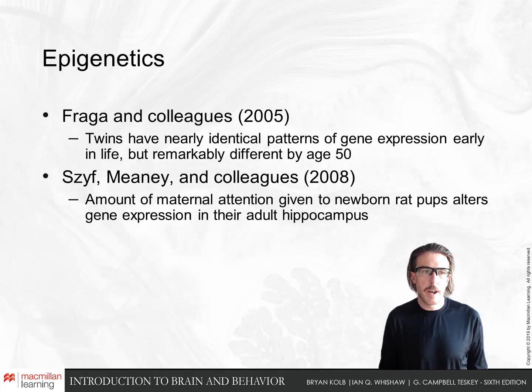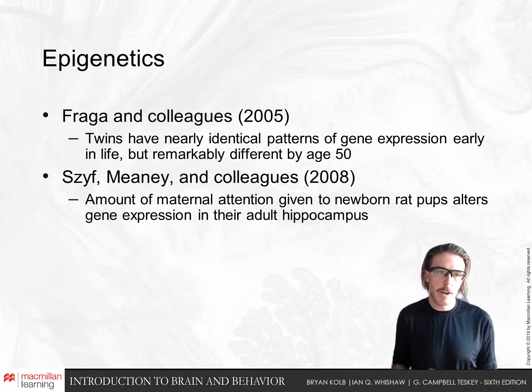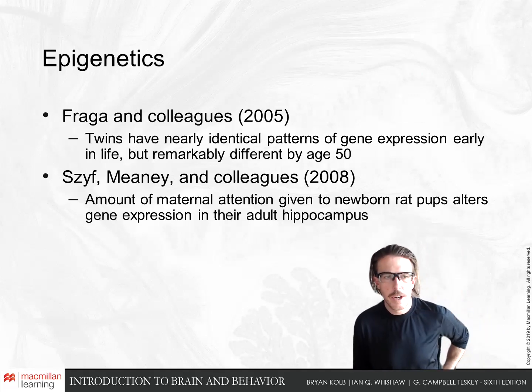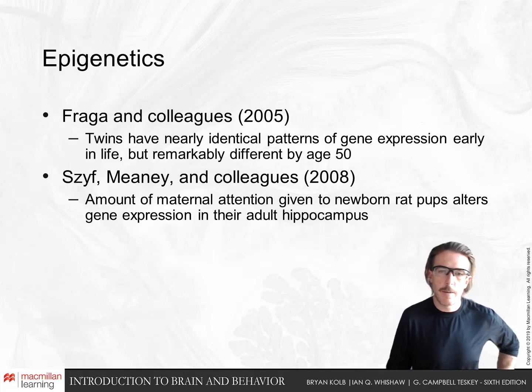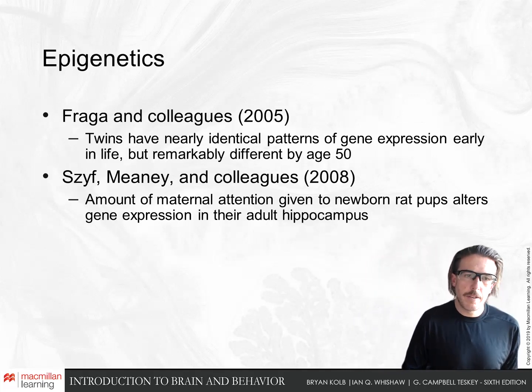So twins, when they are born, they have nearly identical gene expression, but over 50 years of age, they start to have very different gene expression because of different life experiences. And other colleagues have shown that the maternal attention given to rat pups alters their gene expression in adults, leading to differential hippocampal functioning.